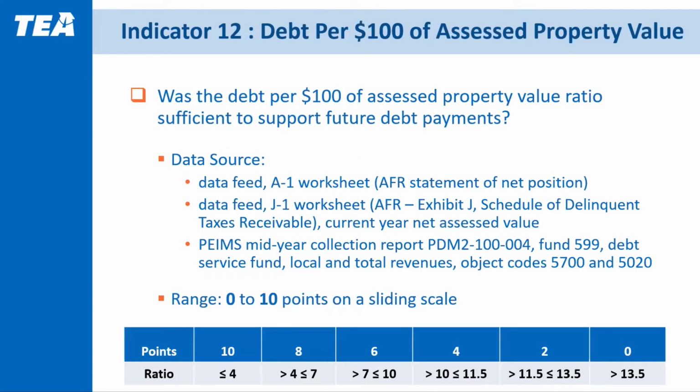This is a brand new indicator. And so we're asking if the debt per $100 of assessed property value was sufficient to support future debt payments. So we're using a few pieces of information from this to be able to make this calculation. So you can see we're using your liabilities from the A1, or the long-term liability portion. We're also using the property values from the J1. And then we're using information from Fund 599 to be able to make a calculation of your local share of your liabilities. And then you can see the ratio at the bottom.